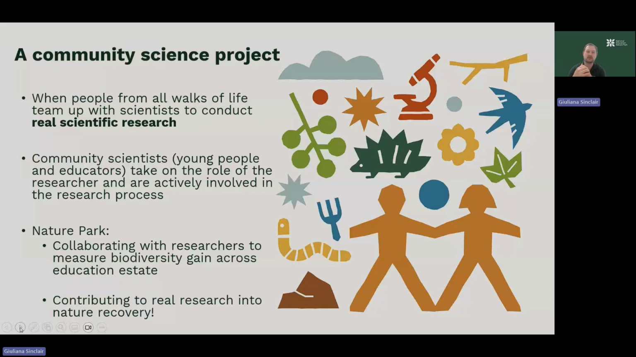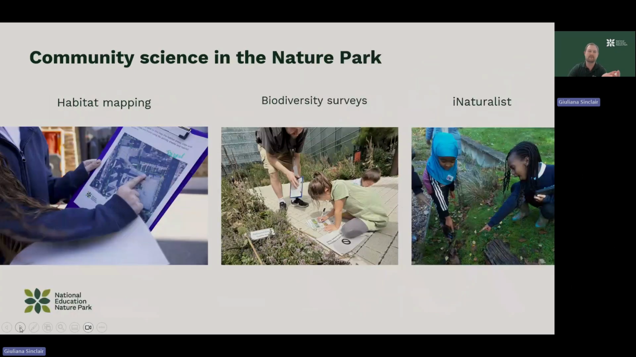So they're taking on the role of the researcher, and they are actively involved in the research process. And as I mentioned with Nature Park, collaborating with researchers to measure the biodiversity gain across the educational state and really contributing to real research into nature recovery. And I'm sure many of you can imagine the possibilities with data that they are collecting. So some of the community science data they're collecting: habitat mapping data, which I'm going to talk about briefly, biodiversity surveys, which I'm also going to talk about briefly, and then iNaturalist as well, which Juliana is going to dive a little bit more into.